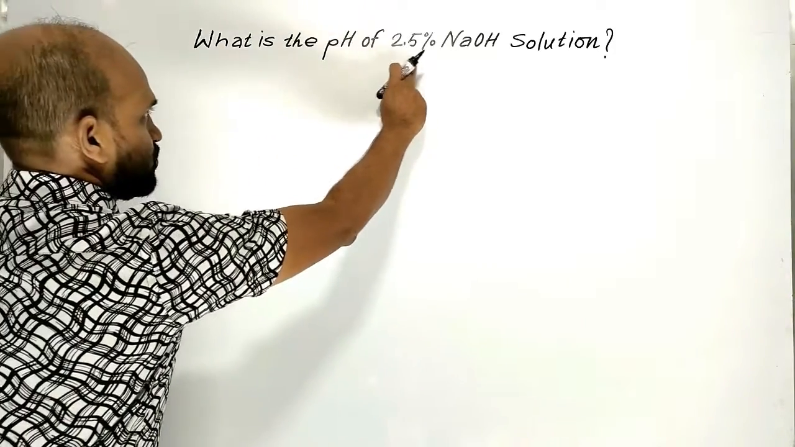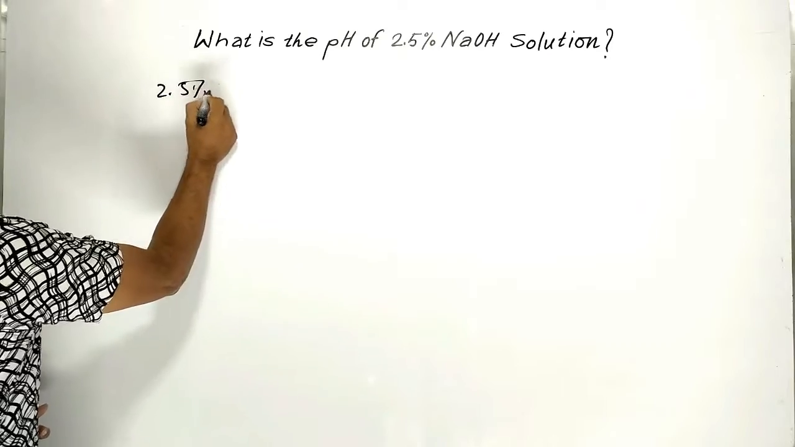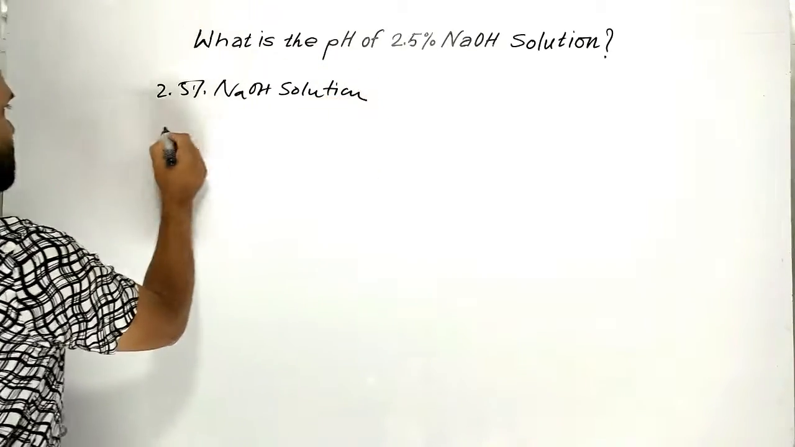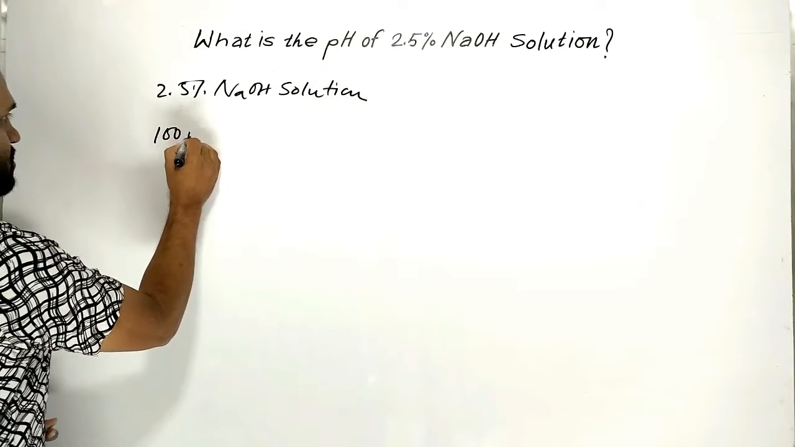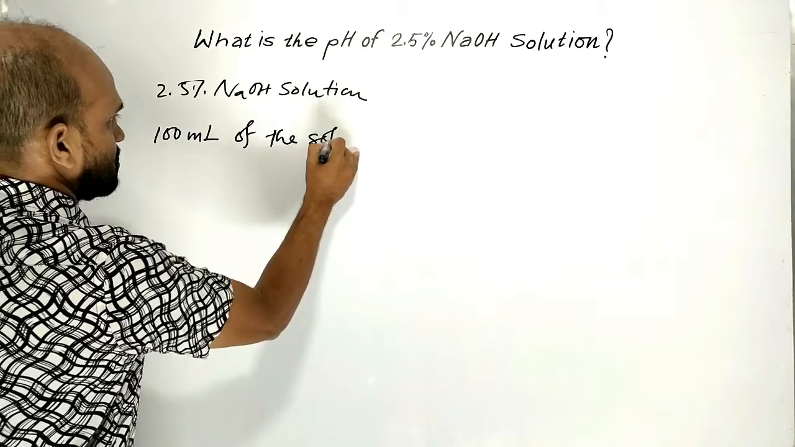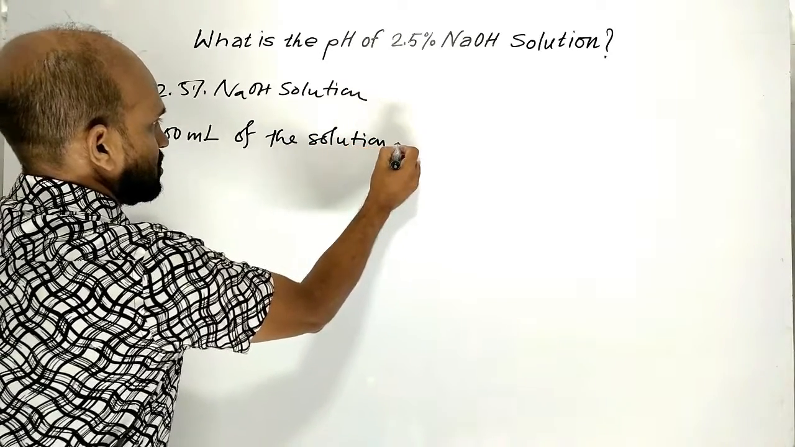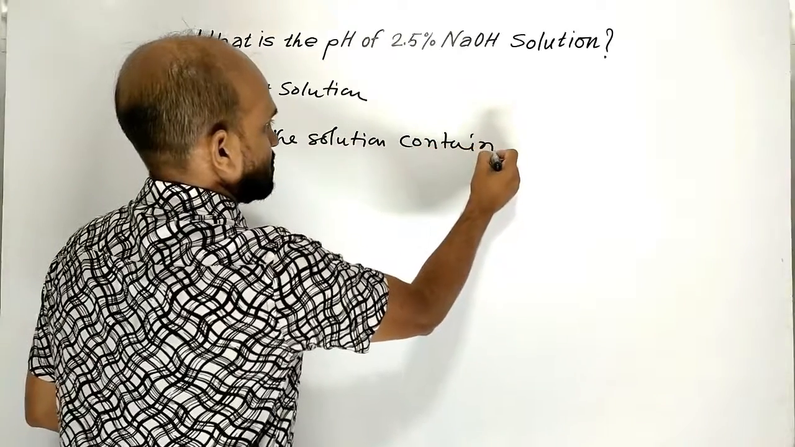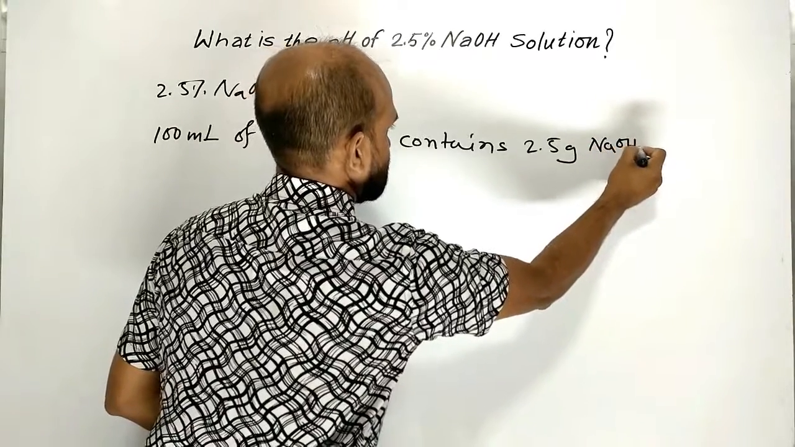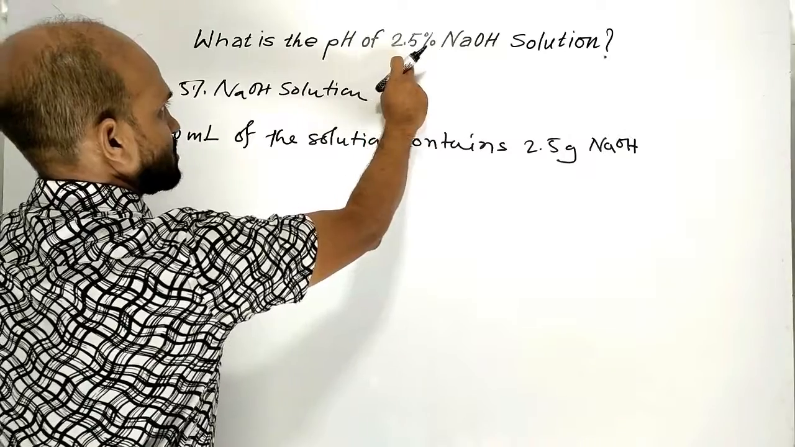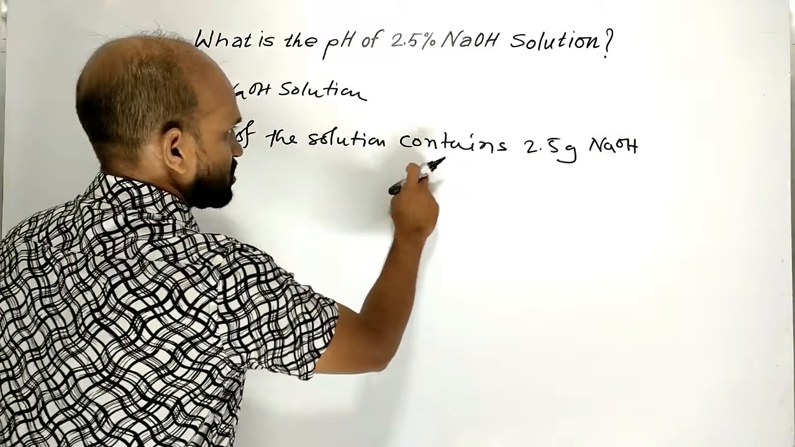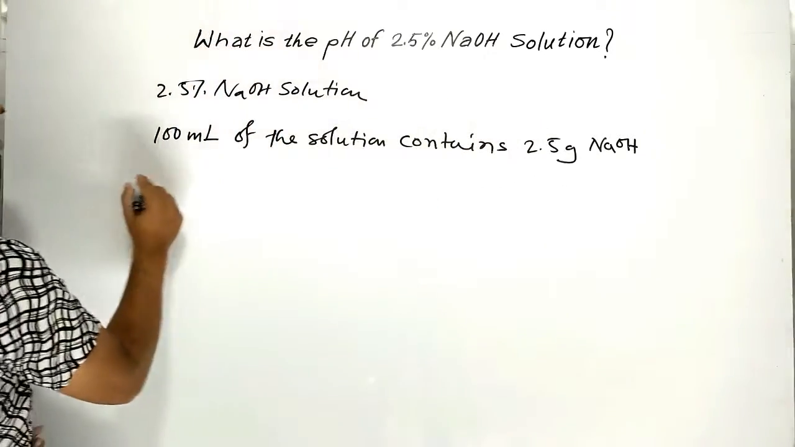Here, 2.5% sodium hydroxide solution means 100 milliliter of the solution contains 2.5 gram sodium hydroxide. 2.5% sodium hydroxide means 100 milliliter of the solution contains 2.5 gram sodium hydroxide.